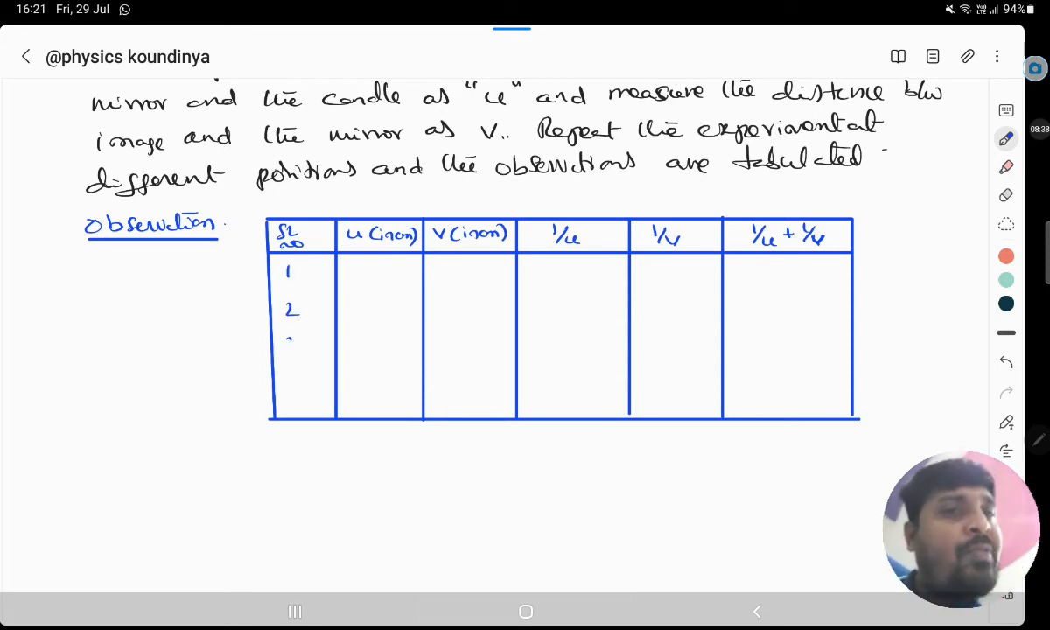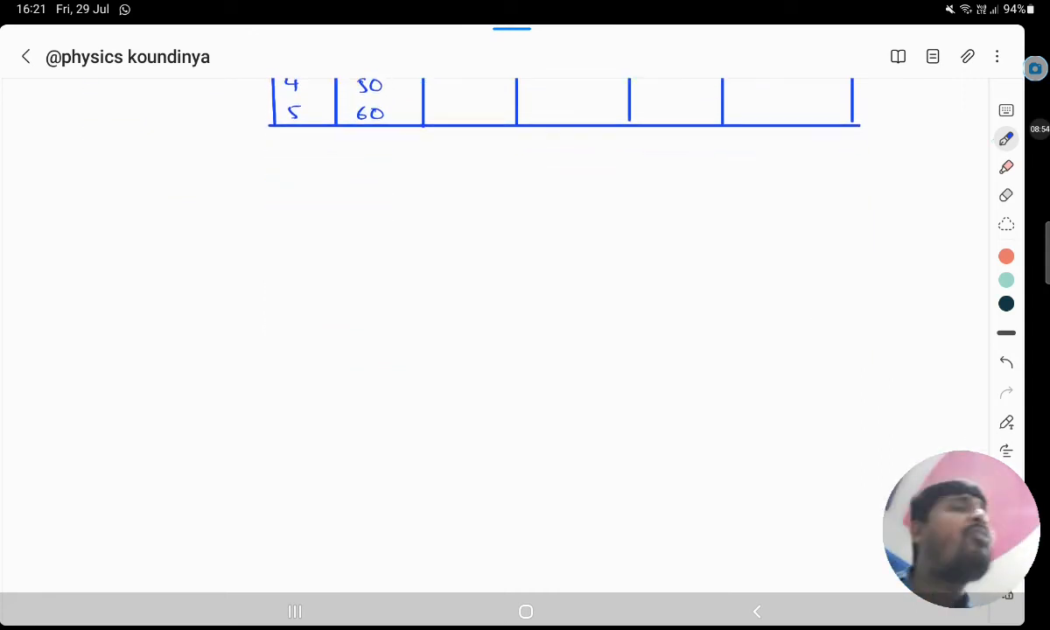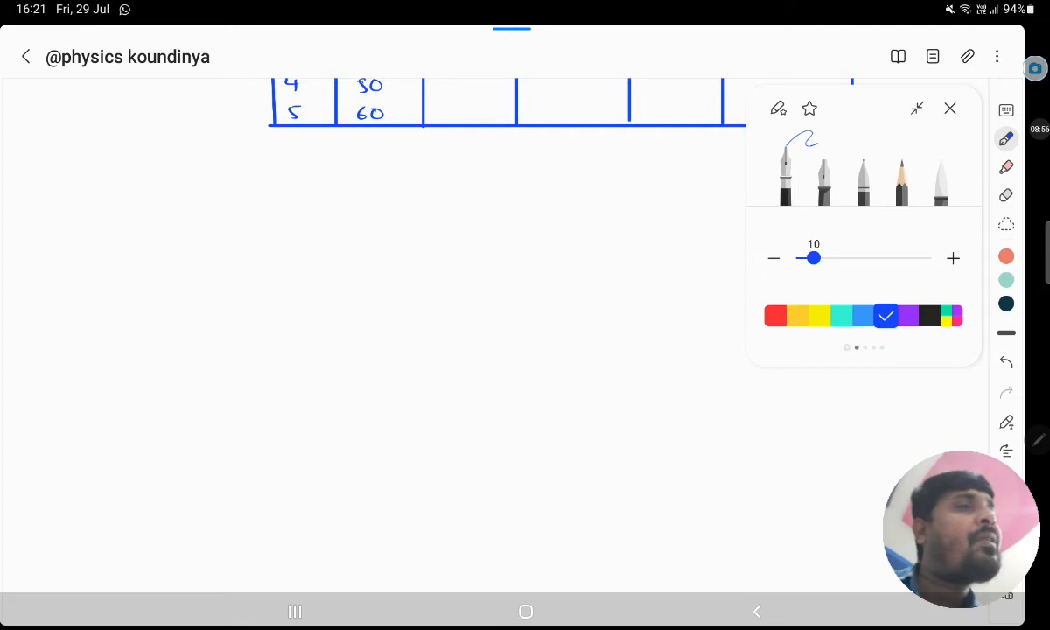Let us assume that we are going for 5 trials. Here different positions like 20 centimeters, 30 centimeters, 40 centimeters, 50 centimeters, 60 centimeters. As we conduct the experiment, we are going to have different values. After observation, we are going to write result analysis.